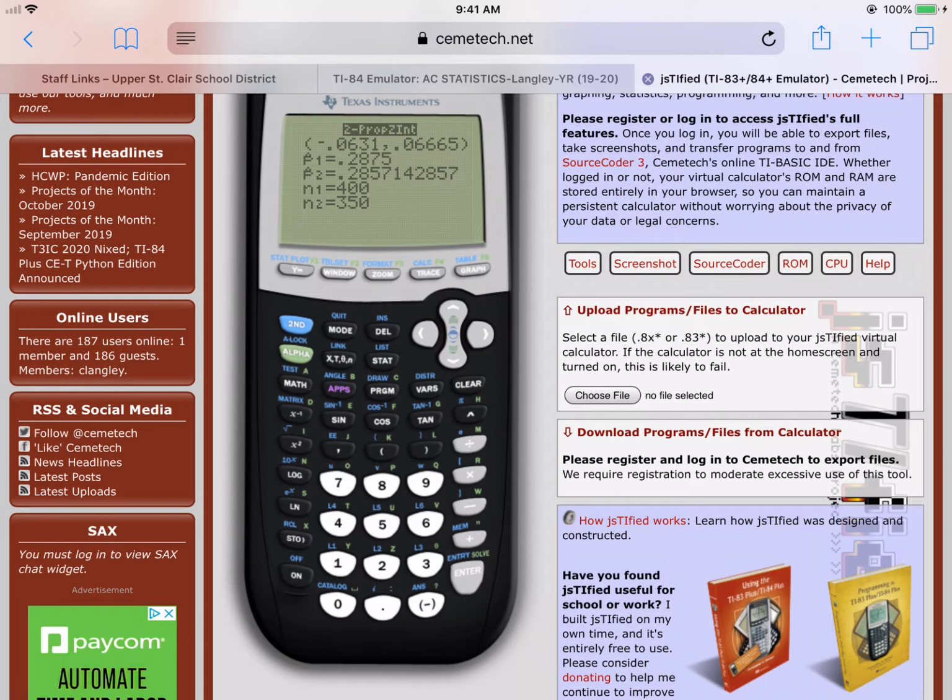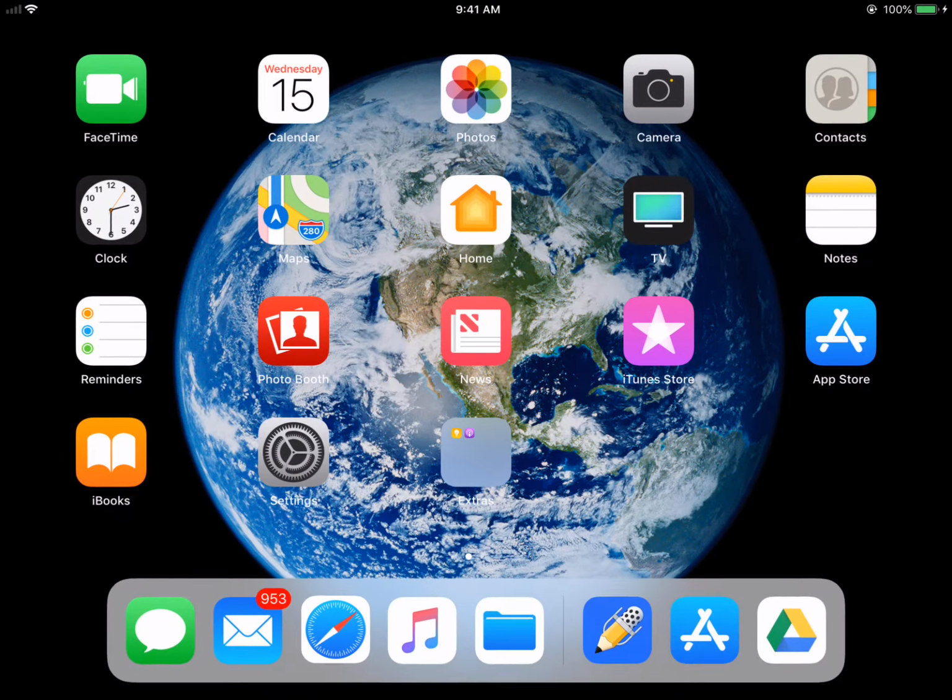So what that means is this interval crosses 0. Let's just go back to our other screen and we'll round this. Negative 0.06 to positive 0.07, we'll round that.